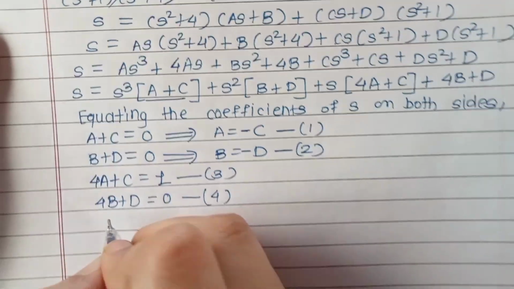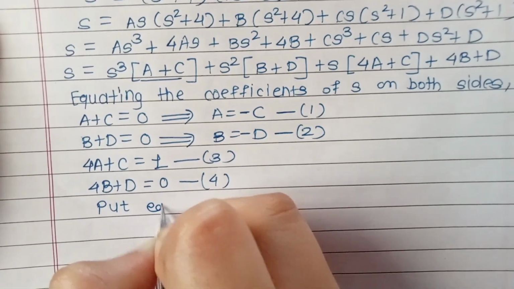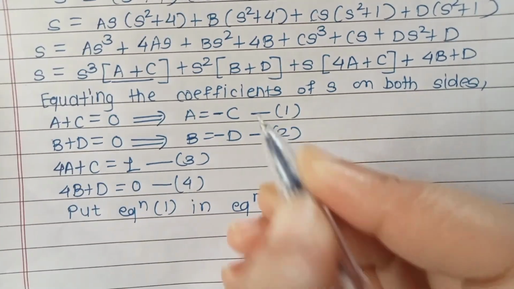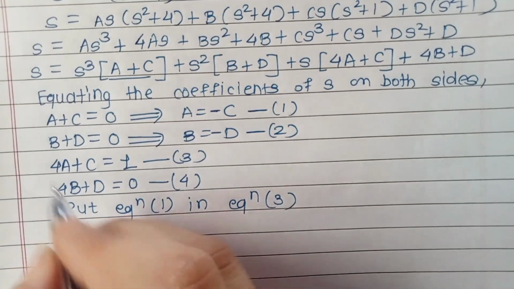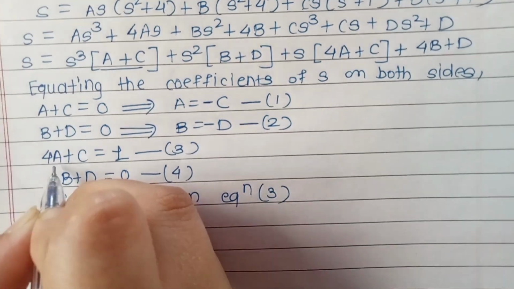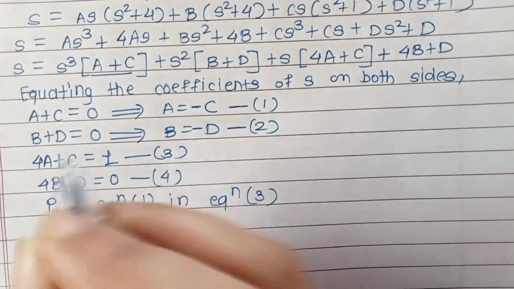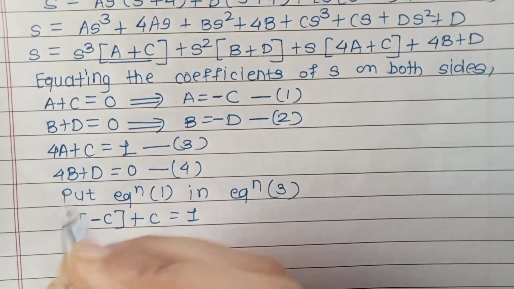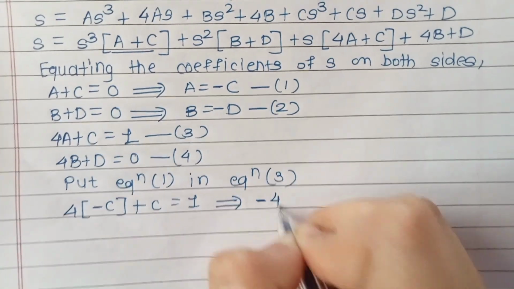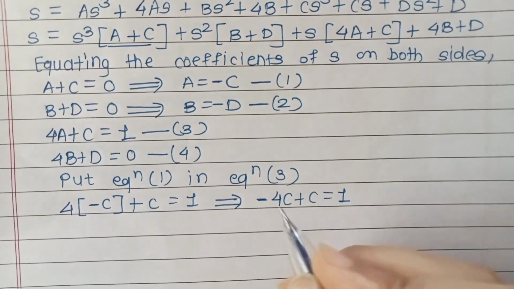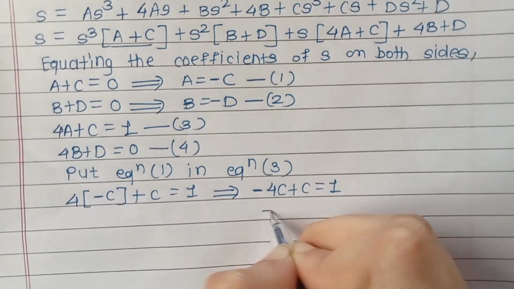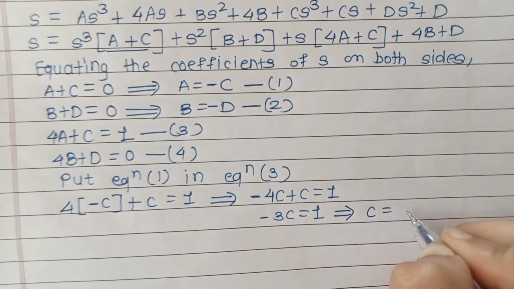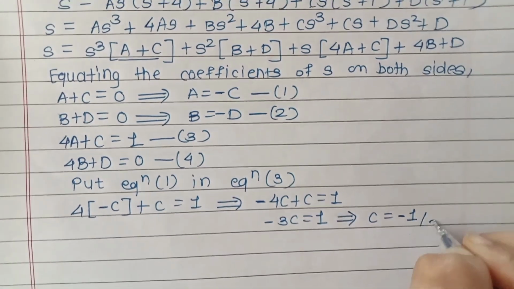Now what will we do? Put equation 1 in equation 3. We'll put this 1 into this equation 3. We will get 4 in place of a. What is the value of a here? Minus c. So minus 4c plus c is equal to 1. That is minus 4c plus c is minus 3c is equal to 1. Then the value of c is equal to minus 1 by 3.